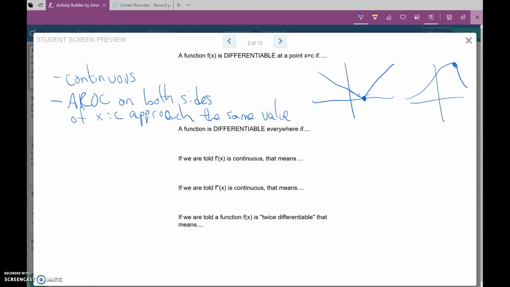But anyway, so some functions that are differentiable everywhere. So a function is differentiable everywhere if these conditions are true for any value of x. So part A is true. So if we are told f prime is continuous, so notice here this is the derivative. So if we're told that the derivative of a function is continuous, that means that the original function f of x is differentiable everywhere.